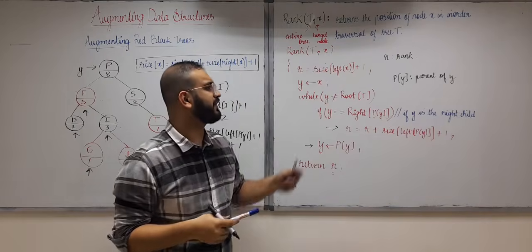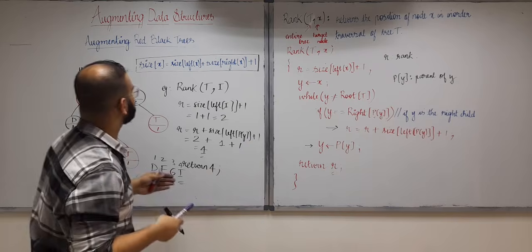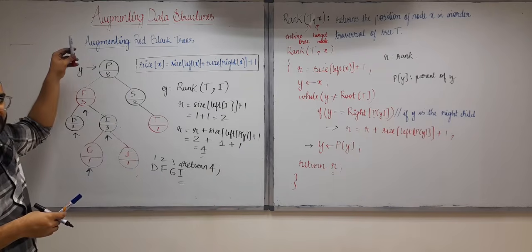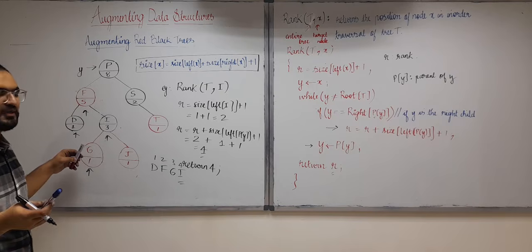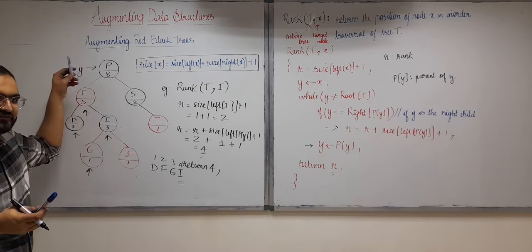And what is the time complexity of this rank operation? As you can see, we are moving upwards, right? We are following a path upwards. So the time complexity of this operation will be equal to the order of the height of the tree.